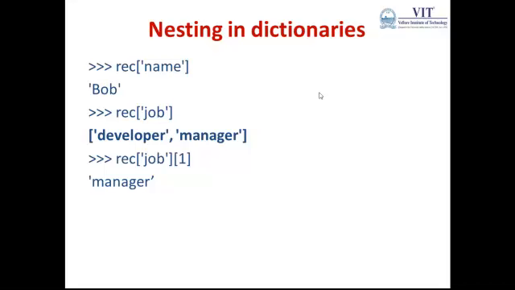Look at the last example. Rec of job will return both values. But if you want to return a specific value, job is another list collection, so we simply give job of 1. It means return the second item, since the list collection starts from offset position 0, so the first element always starts from 0. Look at the last one, rec of job of 1 returns the second item. Clear?